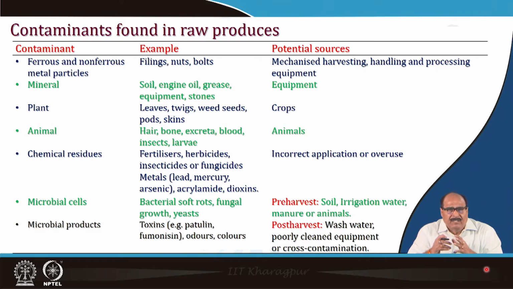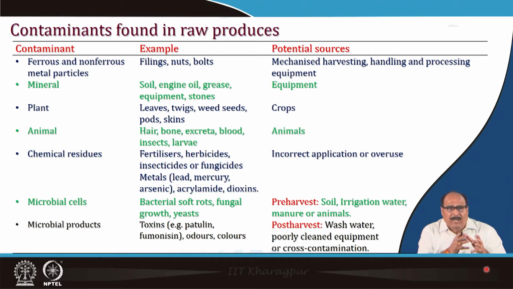Hairs, bones, excreta, blood, insects, larvae, etc. may come from the various animals with which the material may come into contact in the field or by other methods. Even microbial cells or microbial products may come into the produce. For example, there may be bacterial soft rot, fungal growth, yeast or various toxins produced by the microorganisms, toxins like patulin, even fumonisin, or different odors and colors.